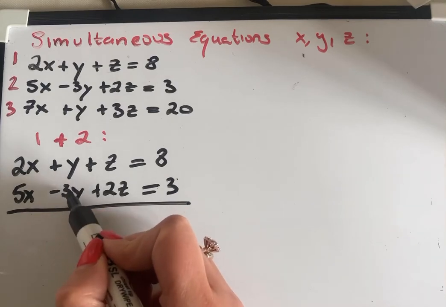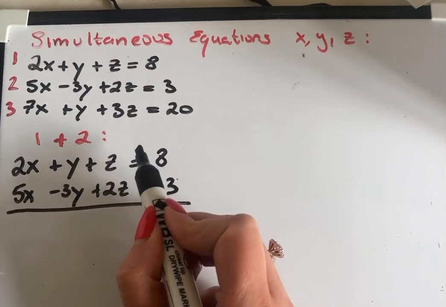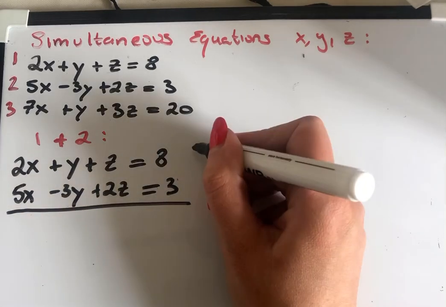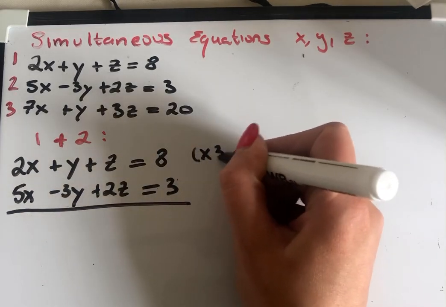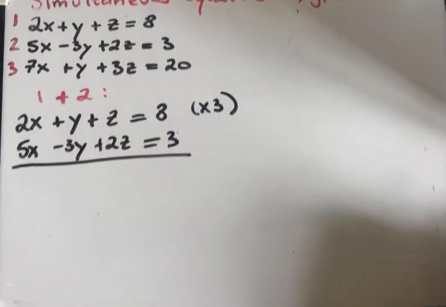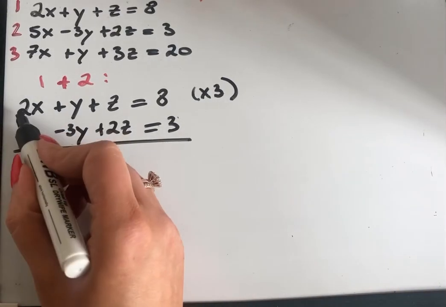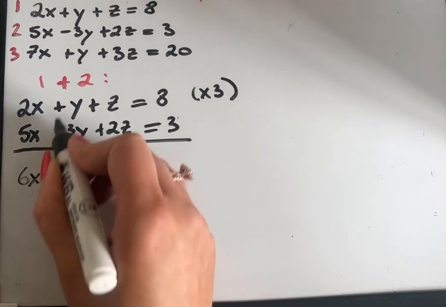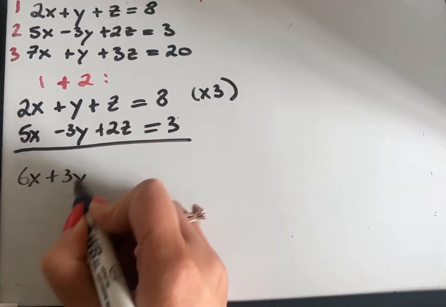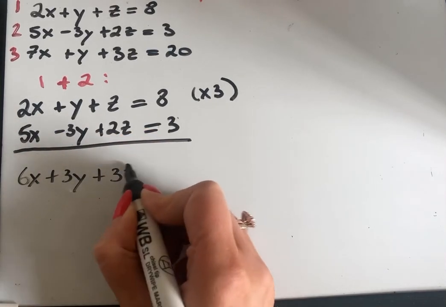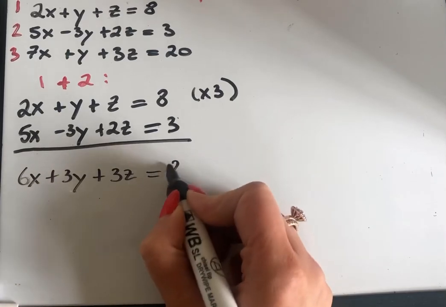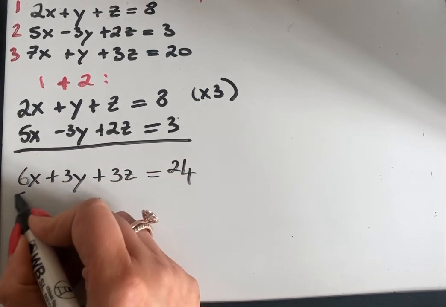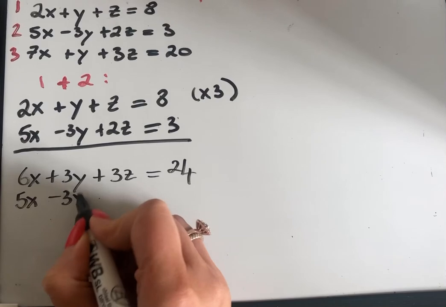So if we multiply this equation across by 3, we'll get a 3y there. So we're going to say here multiply by 3. So we begin by multiplying everything by 3. So 2x by 3 is 6x. 3 by y is 3y. And 3 by z is 3z. And 8 by 3 is 24. And we leave the bottom line as it is.